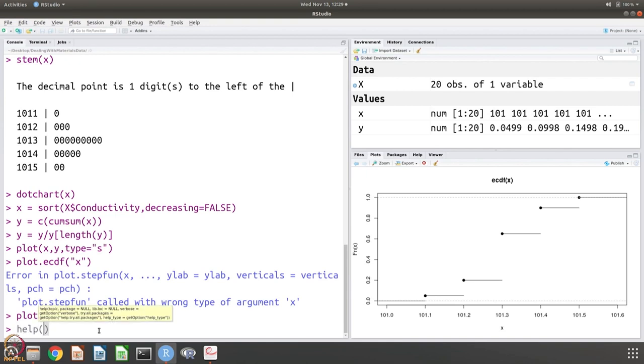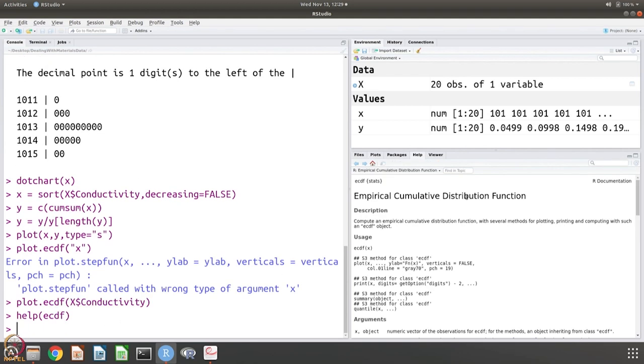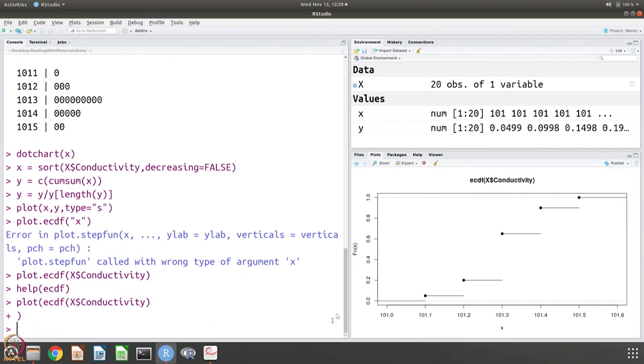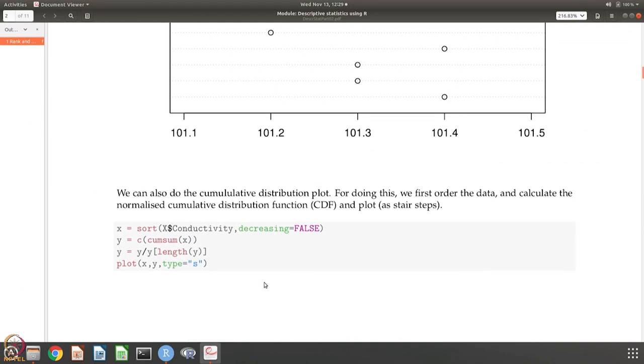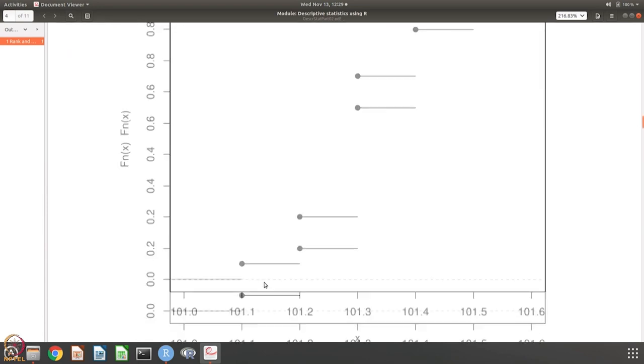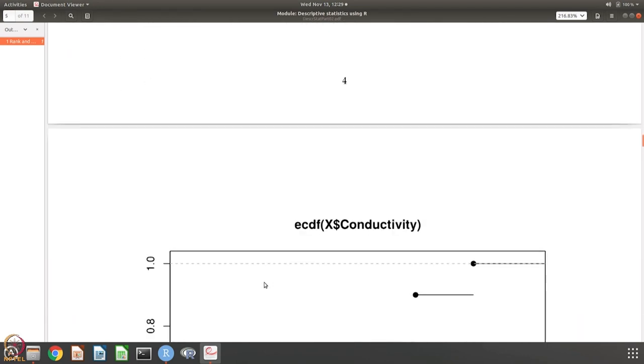So you can look at help ECDF. So it's empirical cumulative distribution function. So that is what we got. There is another way. Of course, you can say plot, and what should be plotted? We can say empirical cumulative distribution of conductivity, right? So again, it is the same plot. So either you can say plot dot ECDF or plot ECDF of this. So there are 2-3 different ways of doing it, but they all give you the same result, namely that you have the cumulative distribution plot from the data.